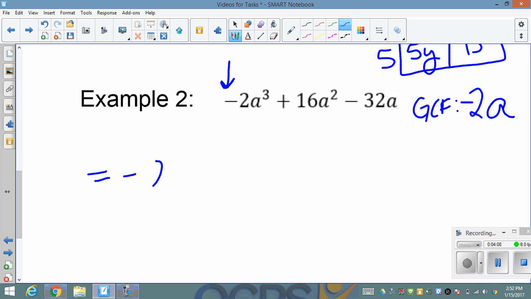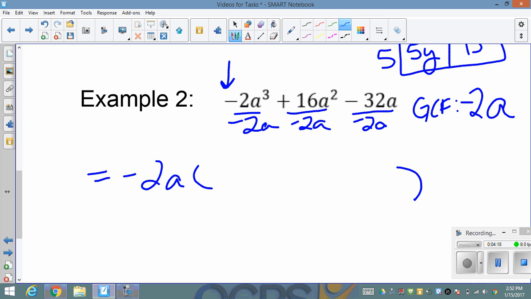So first I'm going to factor out my GCF, so it's going to be negative 2a times something. And to get the something, I'm going to divide everything by negative 2a. So here, negative 2 and negative 2 cancel. A cubed divided by a is a squared. Subtract your exponents. 16 divided by negative 2 is negative 8. 2 minus 1 is 1. And then negative 32 divided by negative 2 is a positive 16, and the a's cancel.